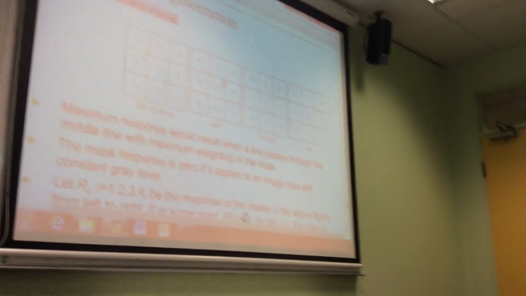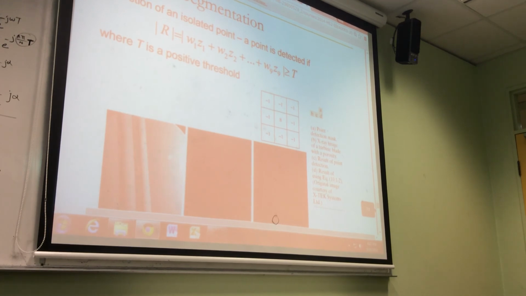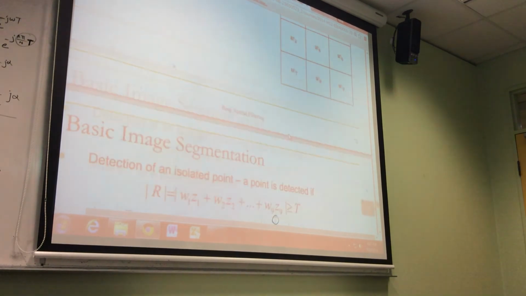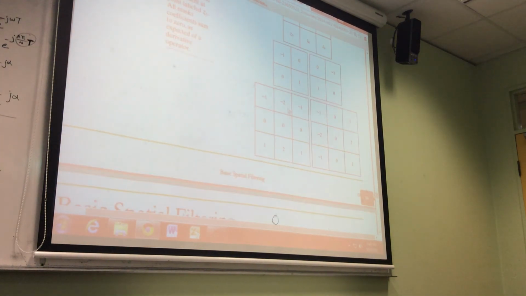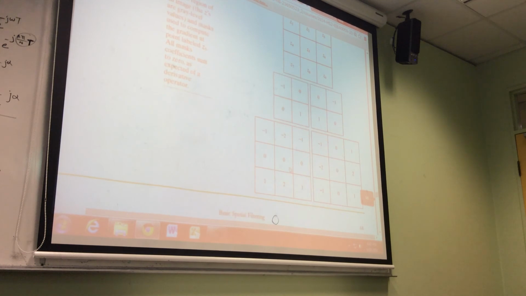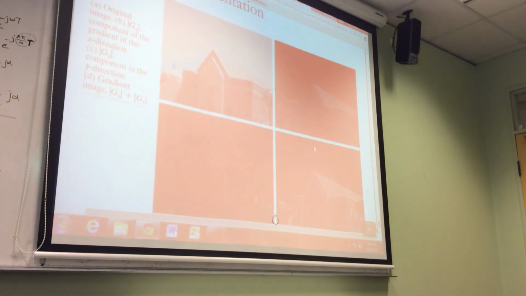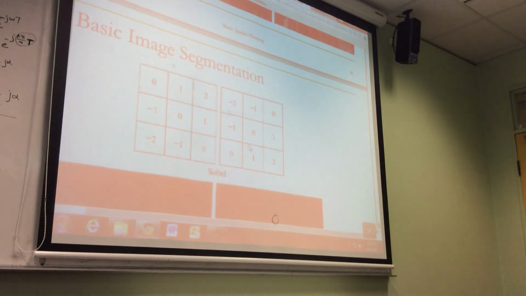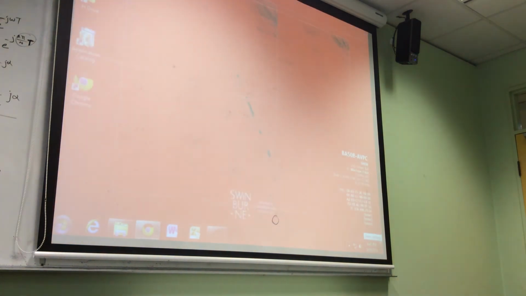One of them probably includes the line detection masks. This one is detection of the edge actually, and you have a line detection as well. If you have 0, 0 on one side and the other side, and you have this one as well, each one is different. You can see the difference. Can you see the difference?